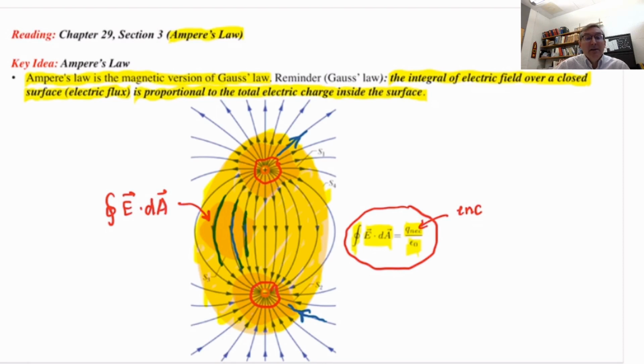Gauss's law tells me exactly how to know for sure what the electric flux is. I just need the total Q enclosed. Well, I have two charges inside S4, the positive one and the negative one. And if those charges are equal, which they are, then the Q enclosed is 0.